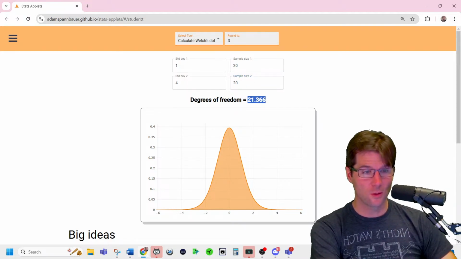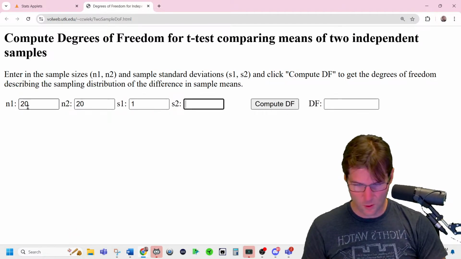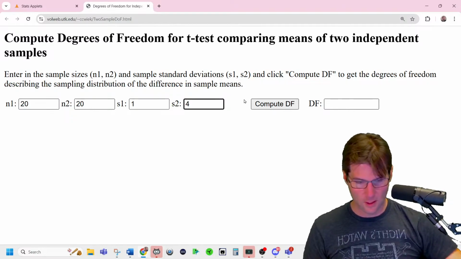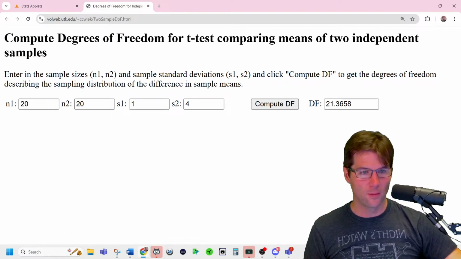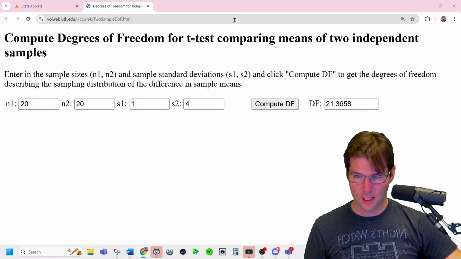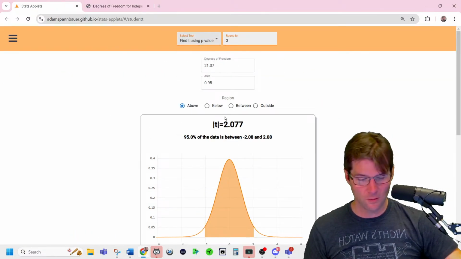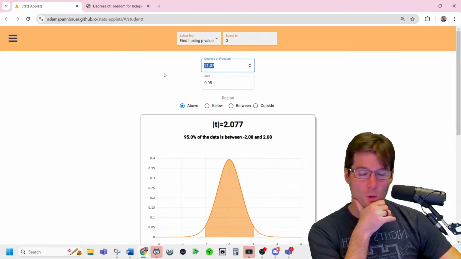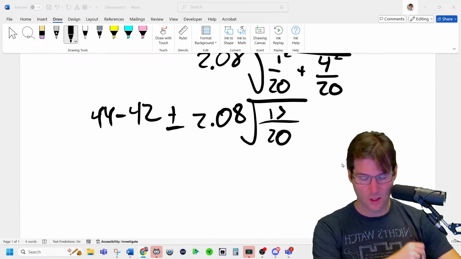You can also use the same thing over here. We've got Charlie Quick's one, where you enter in sample size, 1 and 4. And then you go calculate, and you'll get the same answer as over here. Let me know if you have questions on that. You then take the degrees of freedom and you need to input it into find t using p-value. Make sure you have your degrees of freedom right there. And all we have to do now is solve for the center.